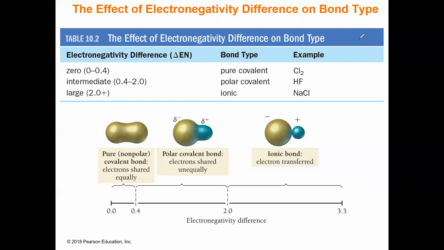And then lastly, if we have a much, much larger difference in electronegativity, so if it's greater than 2.0, then in that case, we have an ionic bond. Because we see that our metals end up being less electronegative, and they are ionically attracted to our non-metals, which end up having a higher electronegativity. And the difference between their electronegativities will give 2.0 or higher.